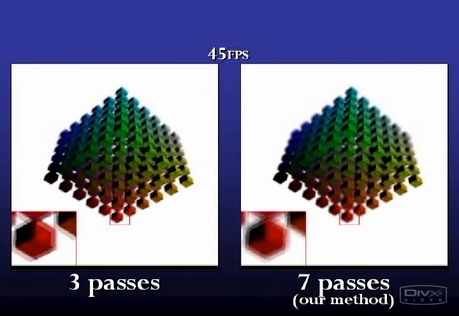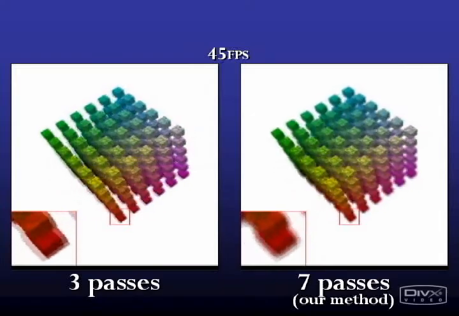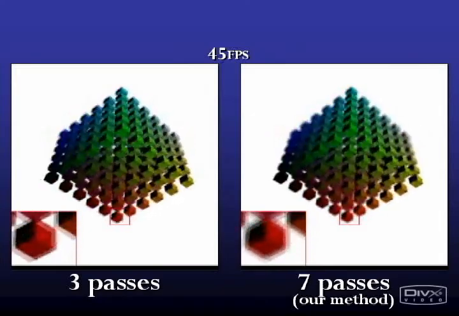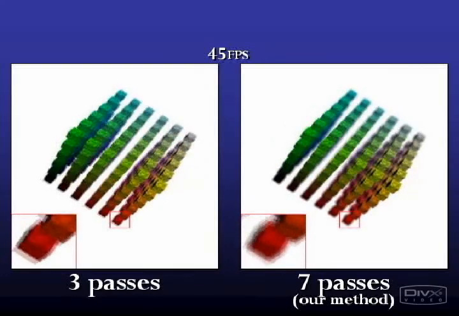Now we present a depth of field result. Here, a 3-pass example that uses the brute force method is shown on the left, while our reprojection result using 7 passes is shown on the right. Both methods render at the same speed.